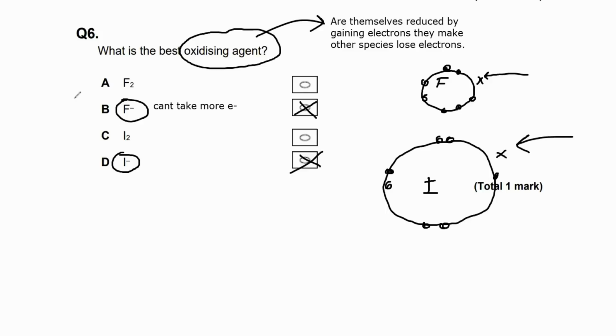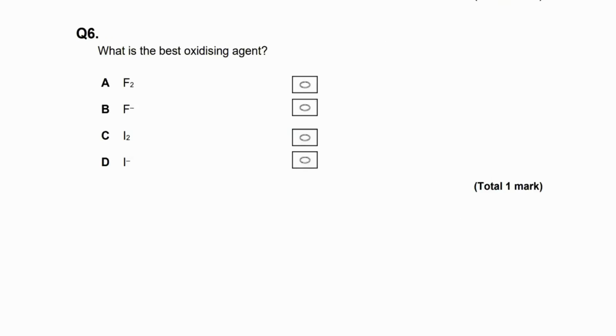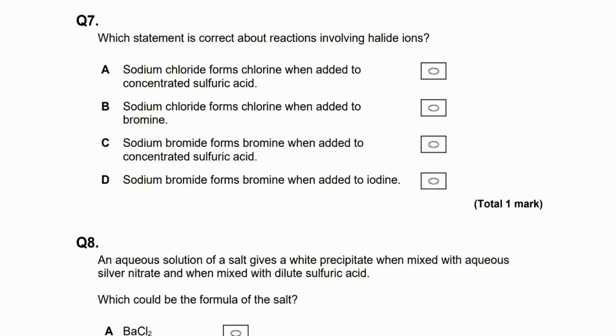The outer electrons are further from the nucleus, so less attracted to the nucleus. And what does that mean? Fluorine is going to be the best at taking electrons because it has less shielding and that electron is closer to the nucleus. So fluorine is the best oxidizing agent. It's the best at getting reduced and making something else get oxidized by stealing the electron. So the answer is fluorine. And you could have just gone fluorine's more reactive. And there we go.